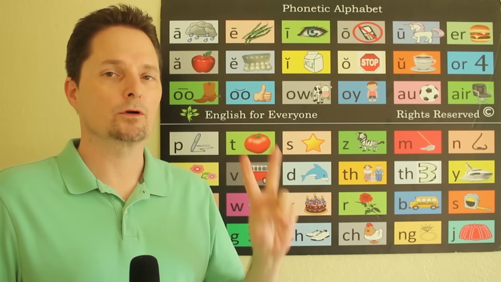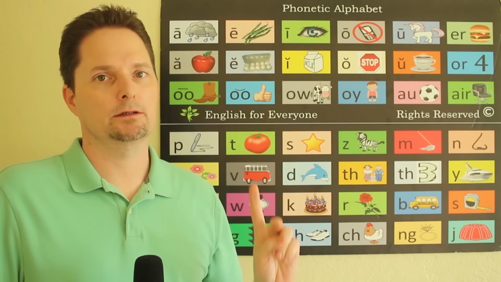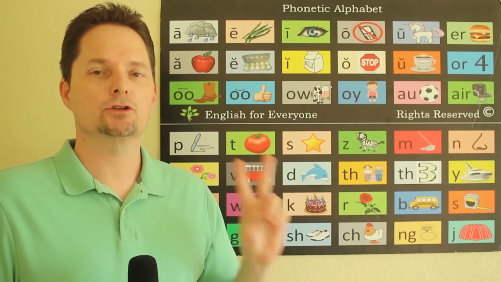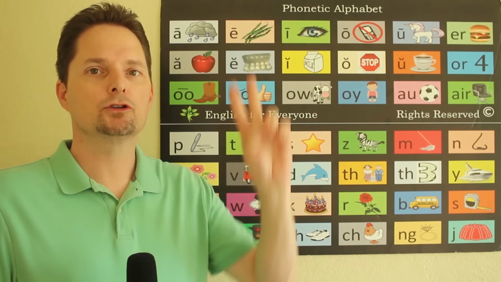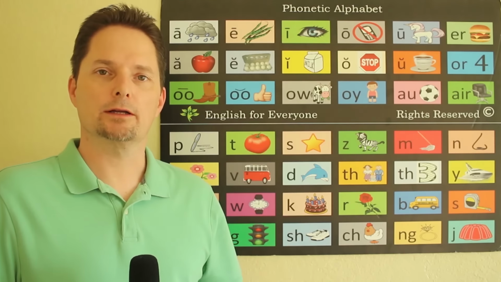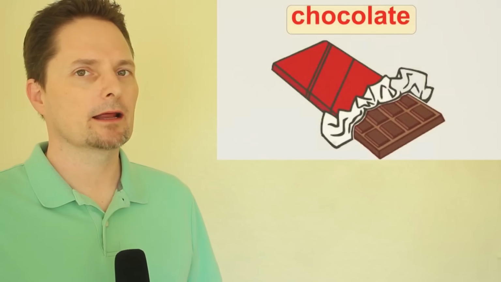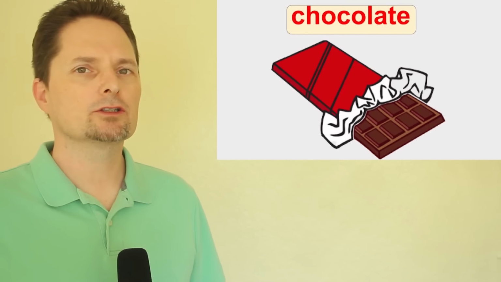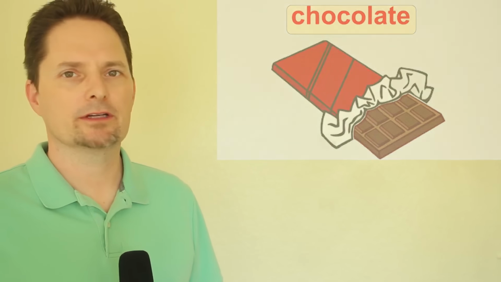Chocolate. Remember, two syllables. Not three, two. Chocolate. Stress is on the first syllable. It's not good to eat a lot of chocolate. It has too much sugar. I eat chocolate sometimes, not every day.